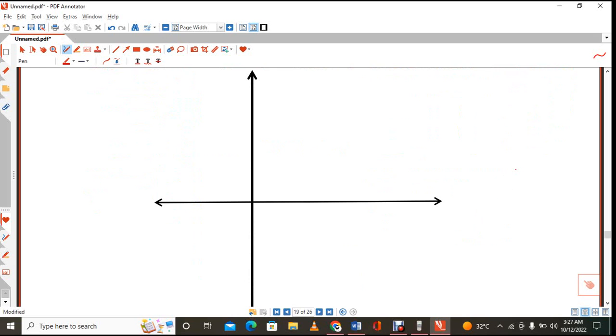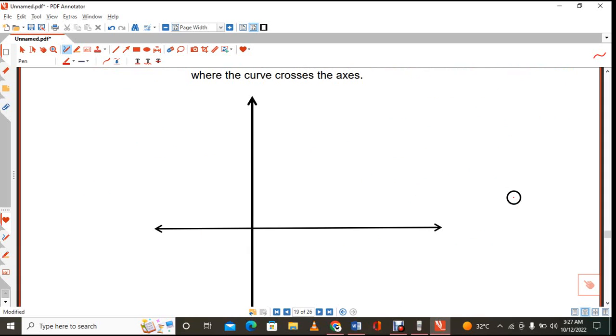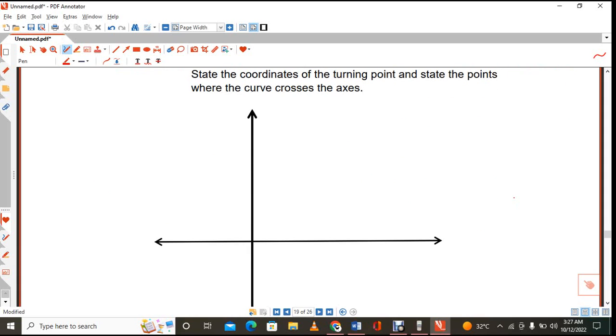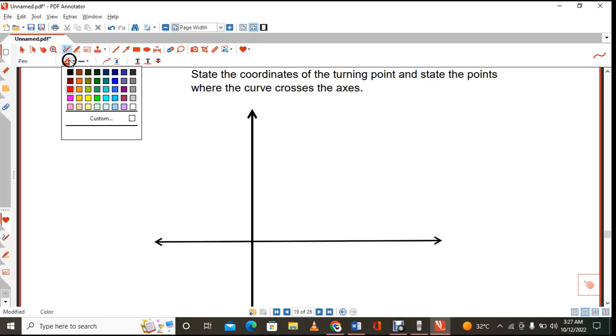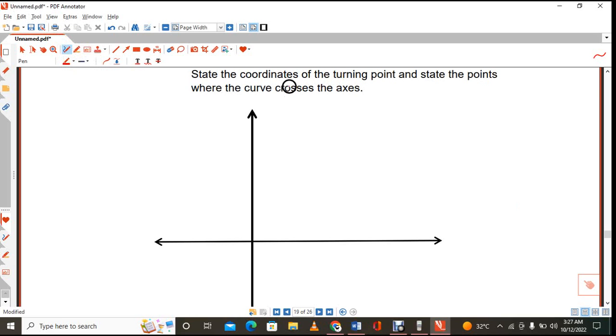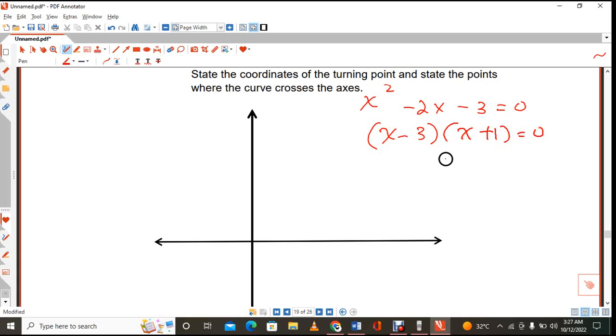But in order for us to sketch the curve, you need to know where the curve will cut the various intersects. So let's just get in there. You have the curve as an equation: x squared minus 2x minus 3 equals 0. If you were to factorize this, it's going to give you x minus 3 and x plus 1 equals 0. Then you have two answers, x equals 3 or x equals -1.